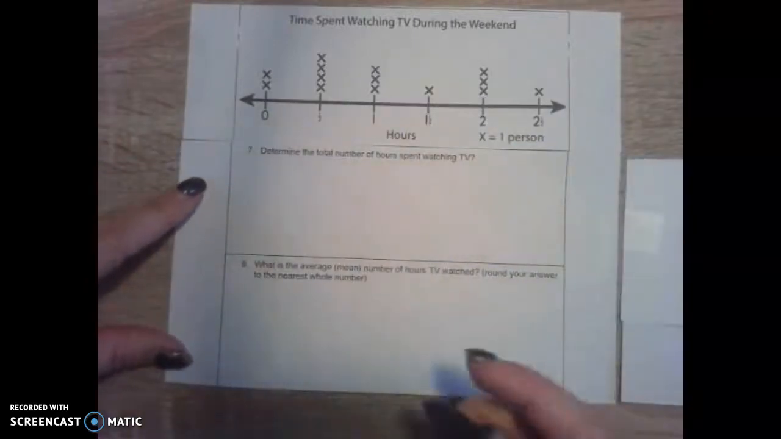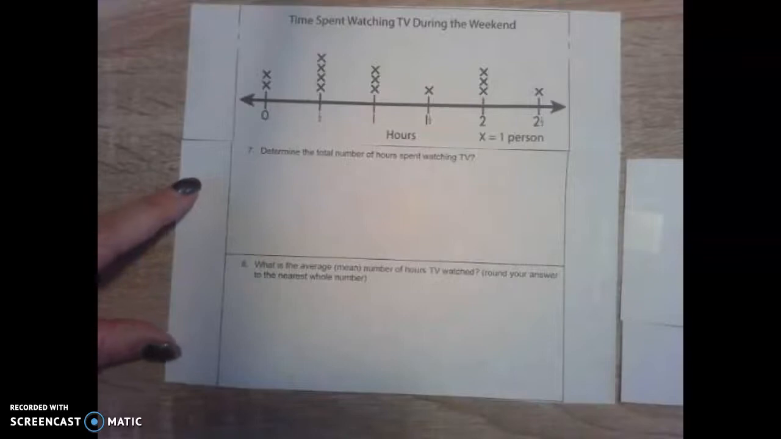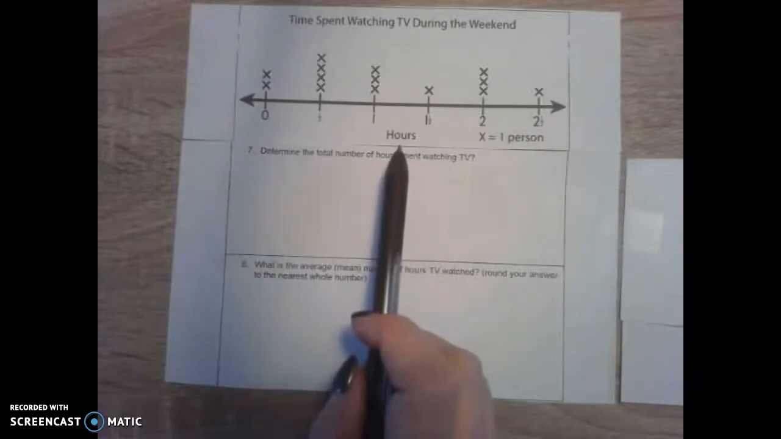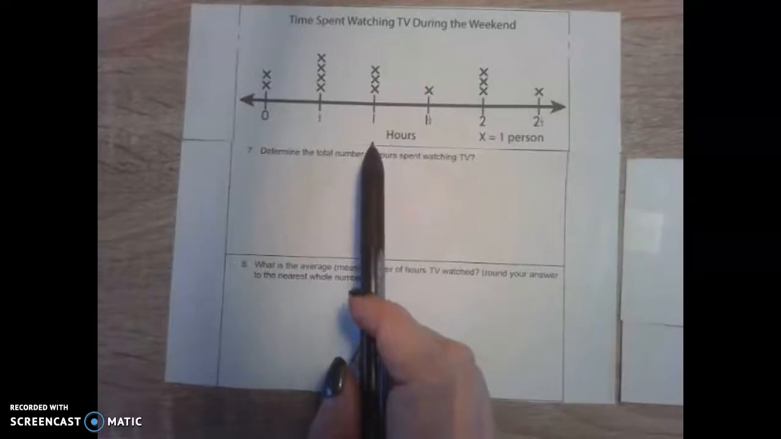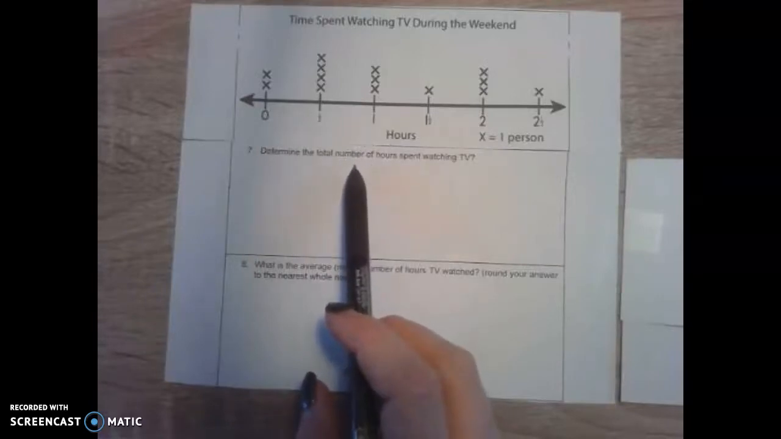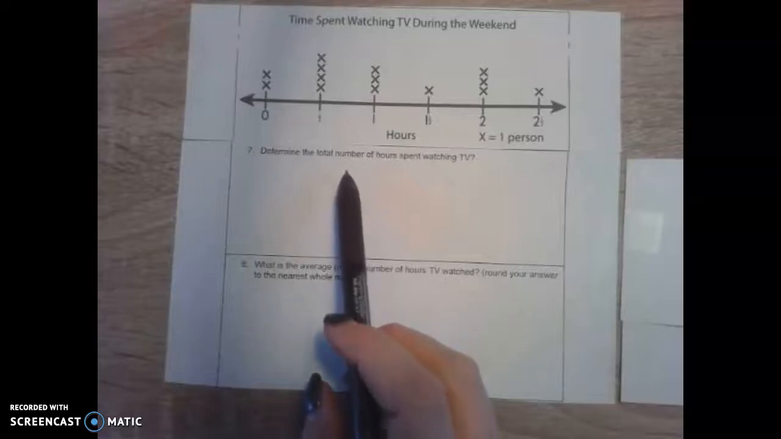All right, number 7, determine the total number of hours spent watching TV. Now, I could simply add up all my data on my line plot graph, but I'm going to use my smart 5th grade brain, and instead I'm going to multiply those numbers because I think it will be easier for me in the long run.